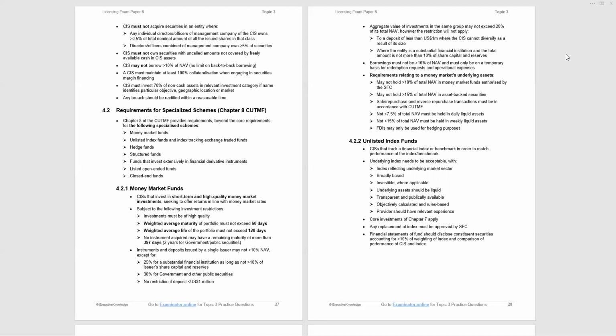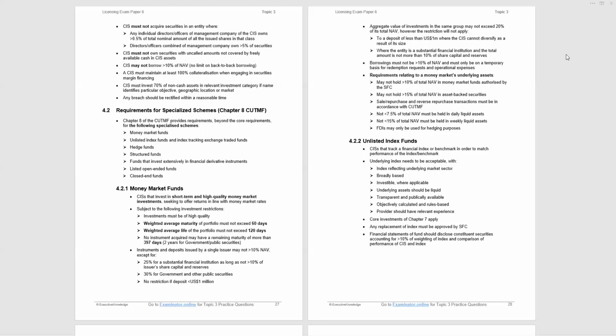Scheme must not own securities with uncalled amounts not covered by freely available cash in scheme assets. Now, what happens is, it's not that common, but you can have shares issued by a company, let's say $1 shares, and they call in 50 cents. And they will possibly call in the other 50 cents at some future date. So a scheme cannot own securities where there are uncalled amounts and those uncalled amounts are not covered by freely available cash. Scheme may not borrow more than 10% of net asset value. There's no limit on back-to-back borrowings. Scheme must maintain at least 100% collateralization when engaging in securities margin financing.